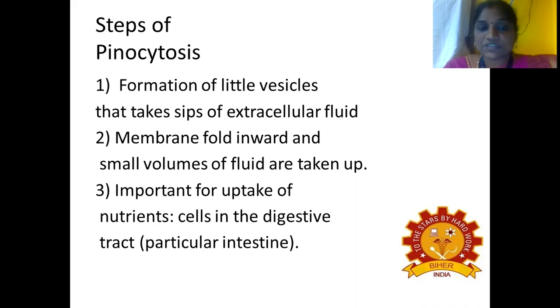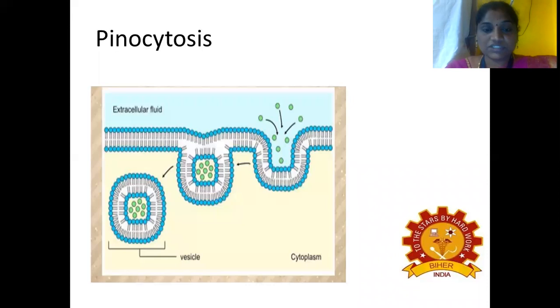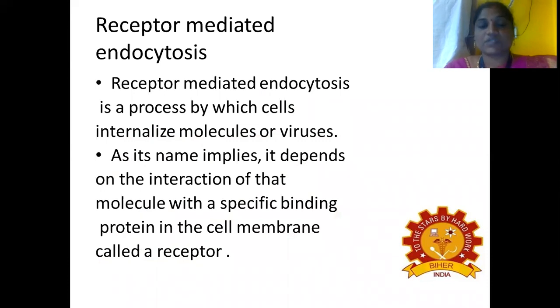Steps of pinocytosis: first, formation of little vesicles that take sips of extracellular fluid. Then the membrane folds inward and small volumes of fluid are taken up into the vesicle. This is important for uptake of nutrients, for example in cells of the digestive tract, particularly the intestine. In this diagram, the liquid is outside, and it forms a vesicle and enters inside the cell.